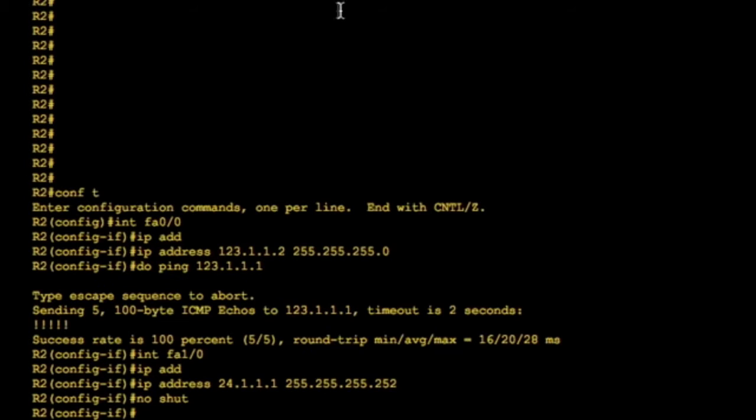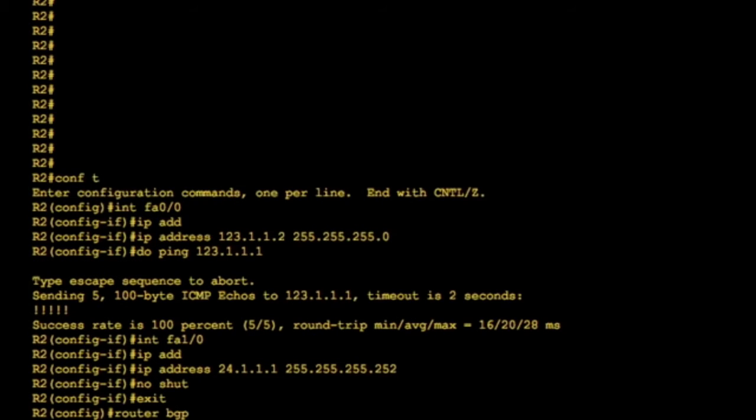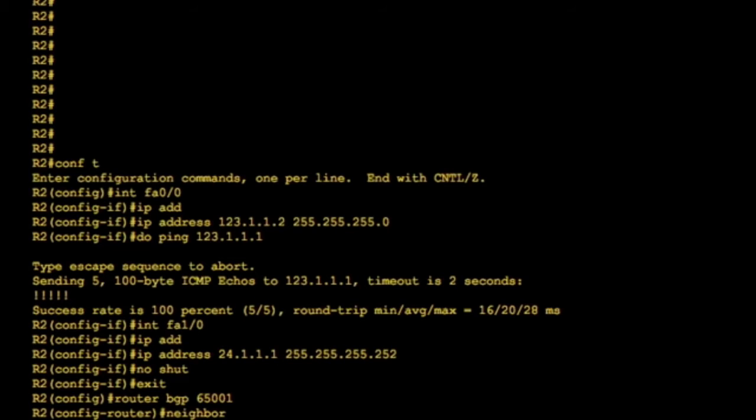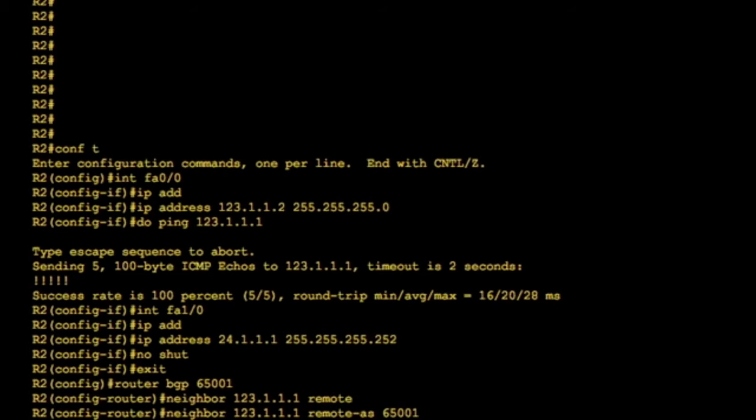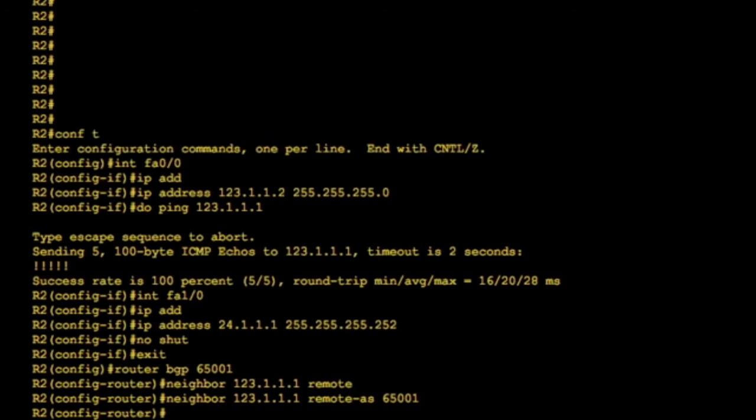Let's go to R2. We'll do the same thing here. Go to BGP 65001, and we've got neighbor 123.1.1.1 this time, because we're going from R2 to R1. Remote AS 65001 again. So here we've got our AS number 65001 and the neighbor's AS number 65001, therefore iBGP. So that's the neighbor configuration in. All we have to wait for now is the BGP relationship to be built.